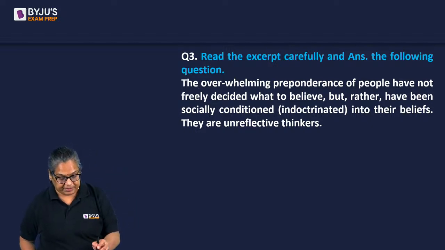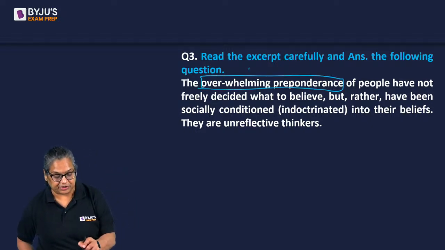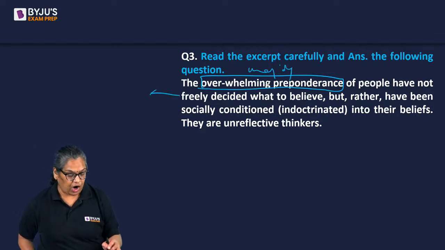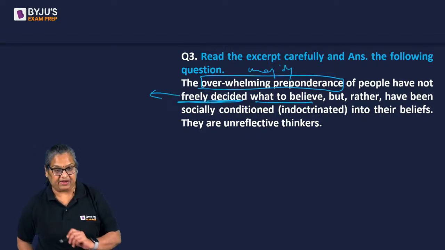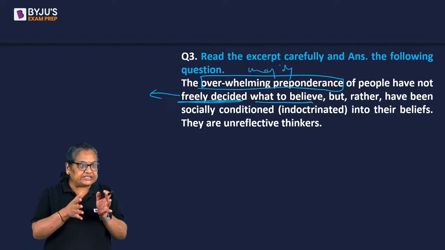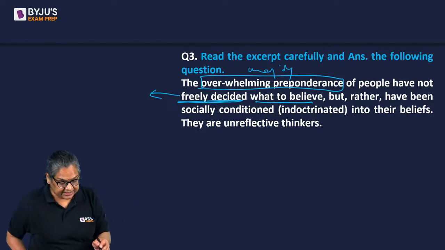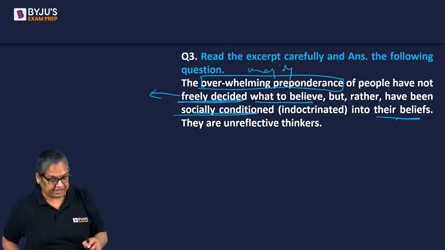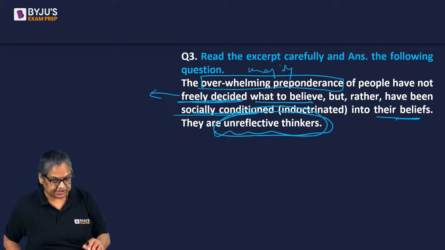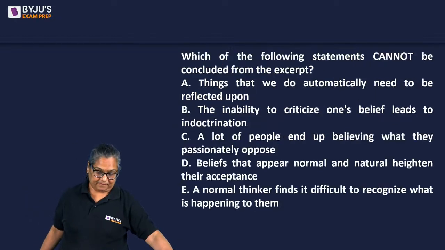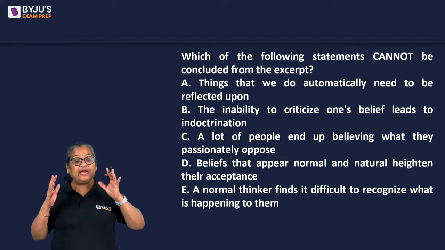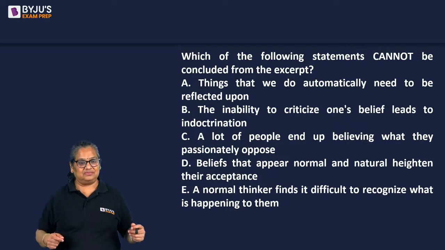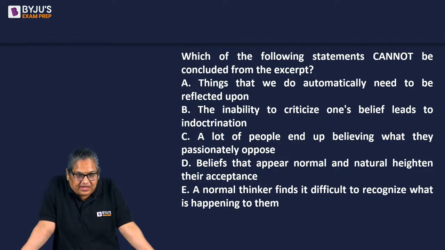A majority of people, overwhelming preponderance means majority, okay? They have not freely decided what to believe. They do not consciously believe in something. Rather, they have been socially conditioned into their beliefs. They are unreflective thinkers. They do not reflect, they do not think. Their thinking does not follow reflection, they just do it. Unreflective thinking means thinking that doesn't involve reflection. Deep thought is reflection. From there, which one cannot be concluded?